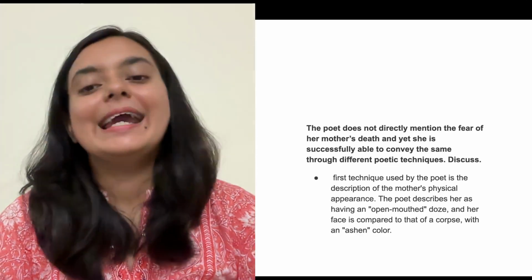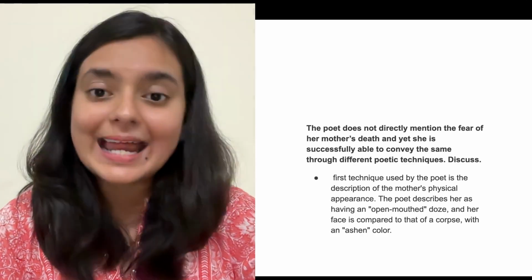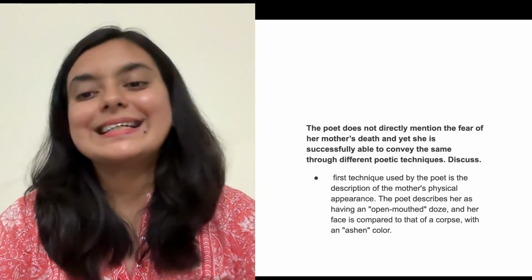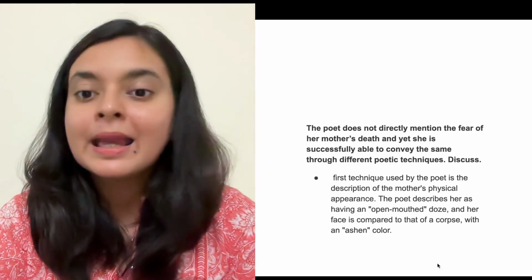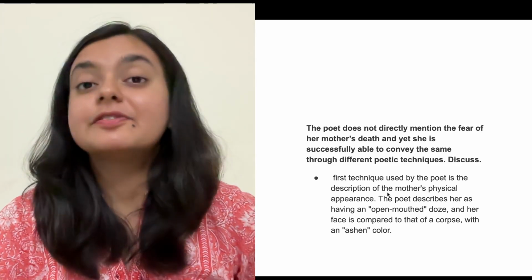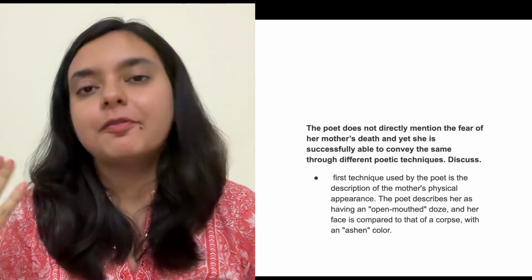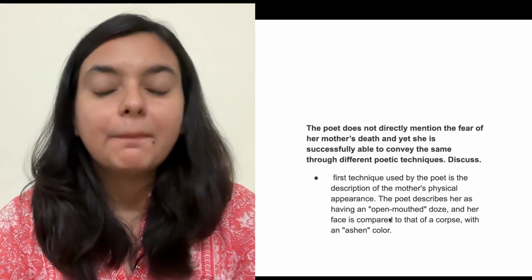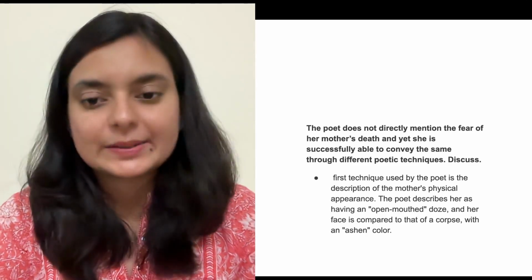Next question is, the poet does not directly mention the fear of the mother's death, and yet she is successfully able to convey the same through different poetic techniques. One poetic technique we have already discussed, that is the imagery. The others are, for example, she is describing the mother's physical appearance. How does she describe? If you quote the words, it is going to fetch you more marks. So having an open mouth, doze, and the face compared to that of a corpse, which we already discussed in the previous question as well.